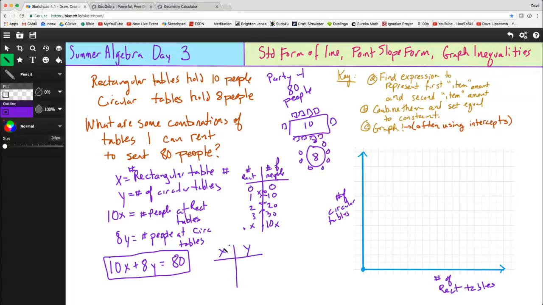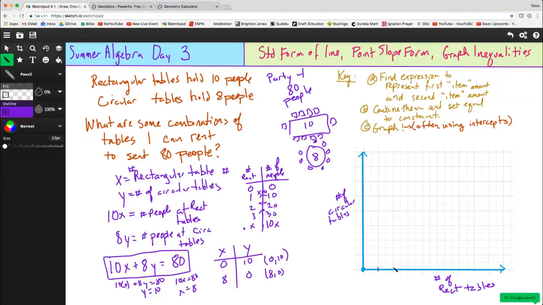X, Y. So now if X is 0, then 10 times 0 plus 8Y equals 80. In this case, we solve it and get Y is 10. Similarly, if Y is 0, I get 10X equals 80, and I get X equals 8. So my 2 points are (0, 10) and (8, 0).